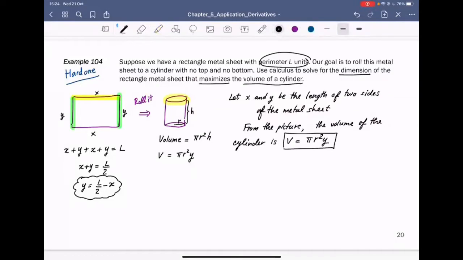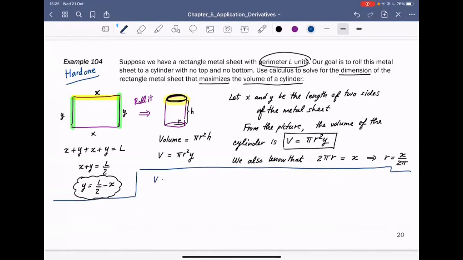So from the picture, we also know that 2 pi r, this is going to be the circumference of the circle. This is equal to x, because you have x here, and then you're going to roll it into the circle, right? So that means 2 pi r equal to x, which means r equal to x over 2 pi. All right, after that, you have everything ready to compute the derivative.